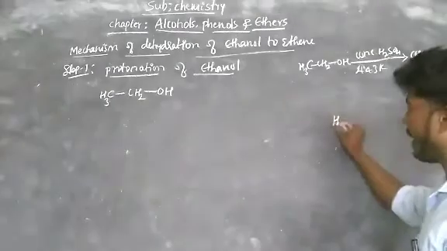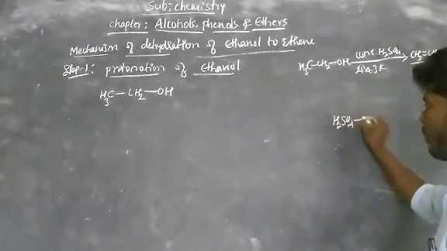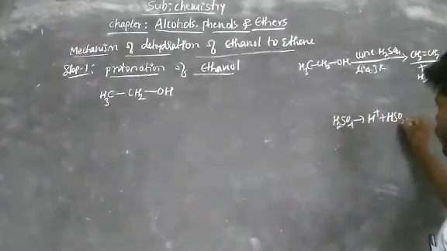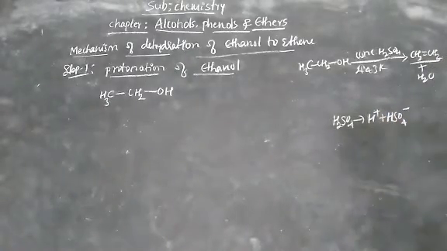Hence, after ionizing the sulfuric acid H2SO4, it gives H plus and HSO4 minus. It happens like this when it is ionized.